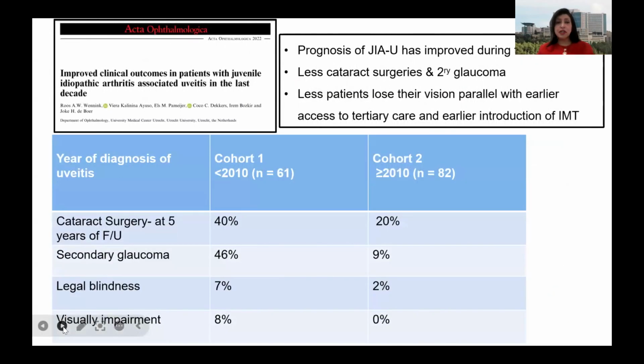But still, the future is promising, and we have more and more publications telling us about improved clinical outcomes in patients in the last decade.